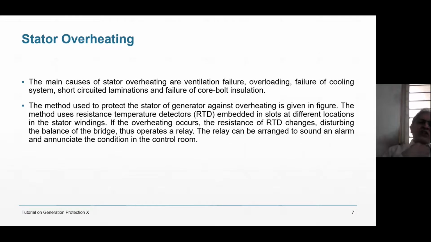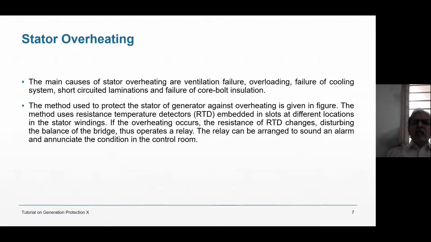The next problem is stator overheating. The main cause of stator overheating is ventilation failure. That is, the flow of distilled water is not proper, the pressure of distilled water is not proper, or you are overloading the generator, or the hydrogen cooling system fails. Or some laminations of the stator are short-circuited, or there is failure of core bolt insulation. These are the problems of overheating.